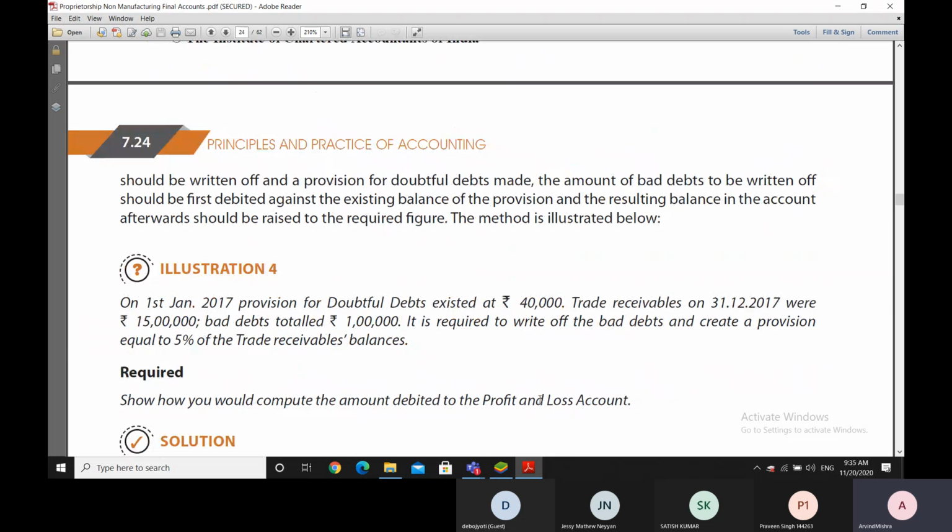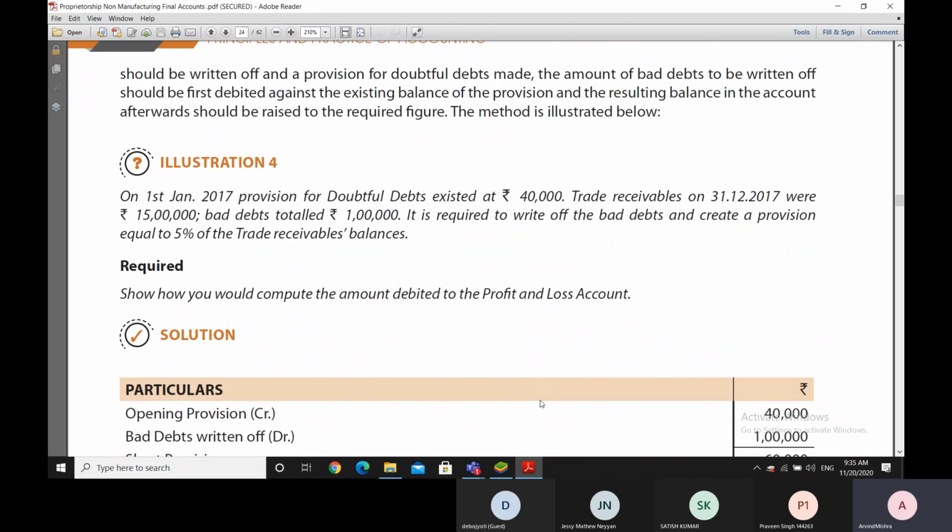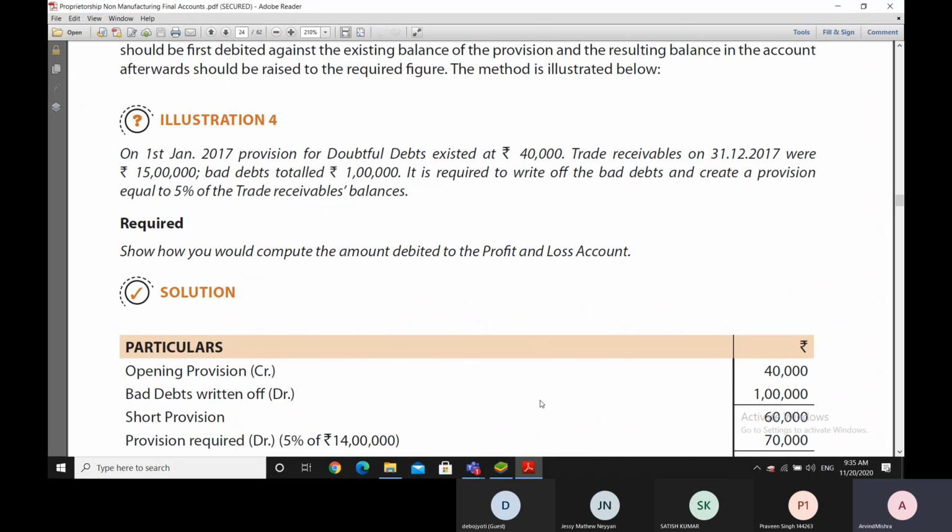So to understand this treatment, let us understand it by way of an illustration. On 1st of January 2017, there was a provision for doubtful debts of 40,000 in the balance sheet. And trade receivables at the end of the year were 15 lakh rupees. On the first day of the year, on 1st January, there was a provision of 40,000 rupees of the doubtful debts.